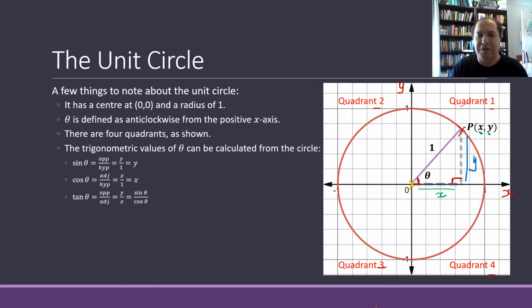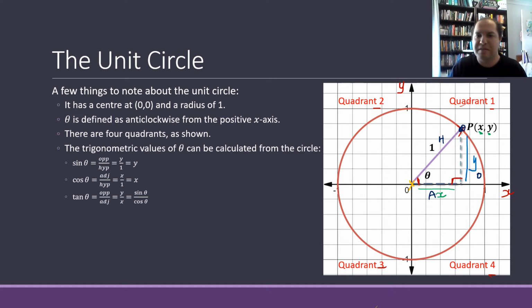Now looking in terms of trigonometry, we can label our sides. 1 is our hypotenuse, y is our opposite, x is our adjacent, and we can get sine, cos and tan for that angle theta just by looking at the x and y coordinates of this point on the very edge of our circle.